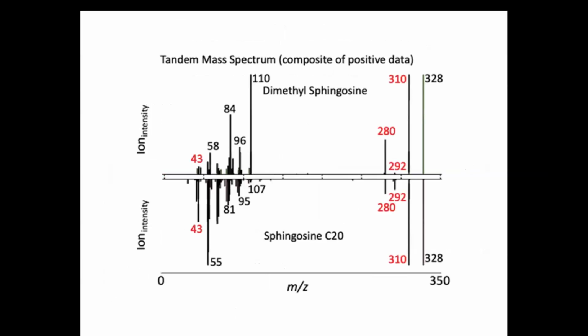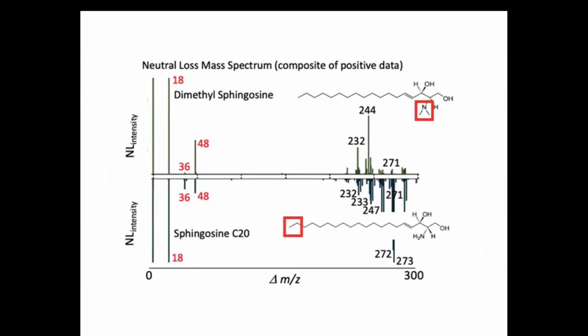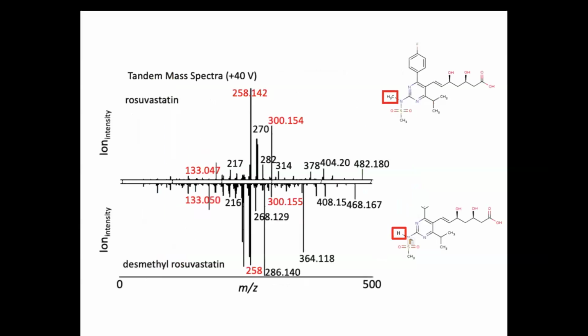Dimethylsphingosine and sphingosine C20 are also very similar types of molecules. And again, you can see the MSMS data has very little overlap. Even the neutral loss mass spectral data is very limited in terms of the overlap. Here's somewhat of another extreme example. The molecule on top is rosuvastatin.